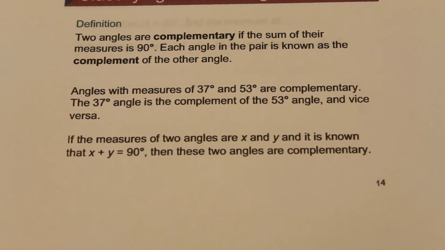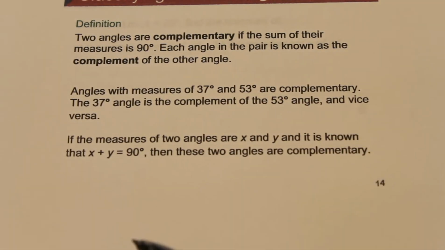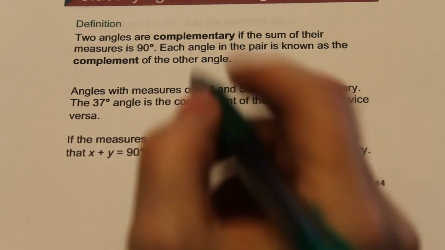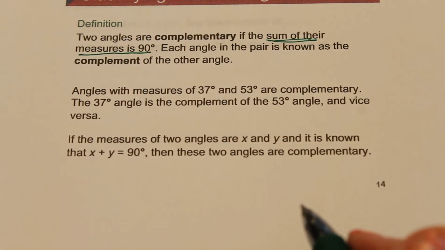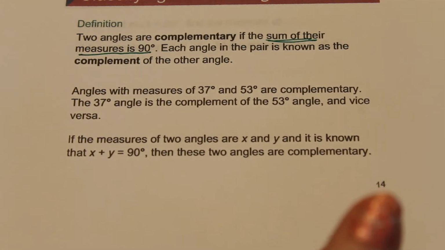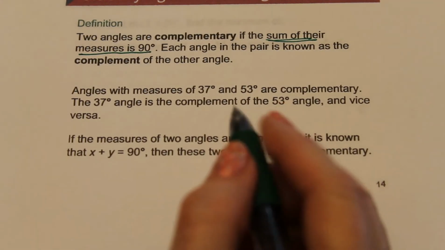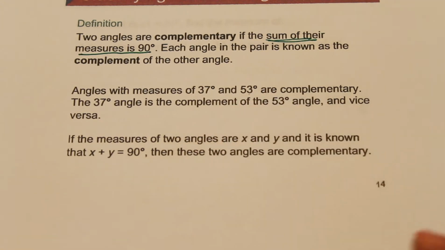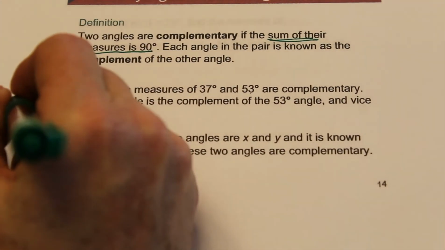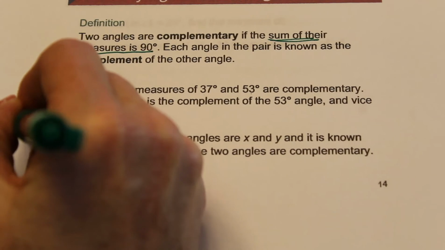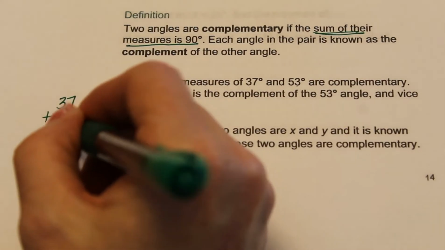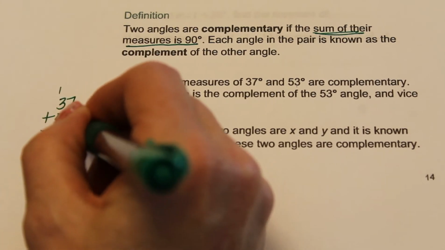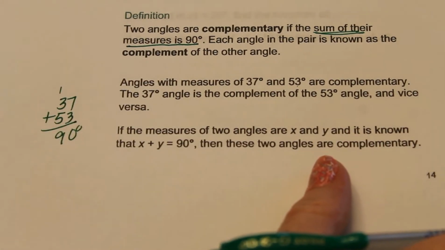Complementary angles. Complementary angles have a sum of 90 degrees. If the sum, when you add them together, equals 90, they are complementary angles, or they're the complements of each other. How do we know that a 37 degree and a 53 degree angle are complementary? What is 37 plus 53? 7 and 3 is 10, carry your 1, 90 degrees.